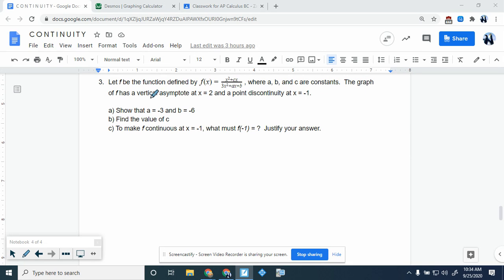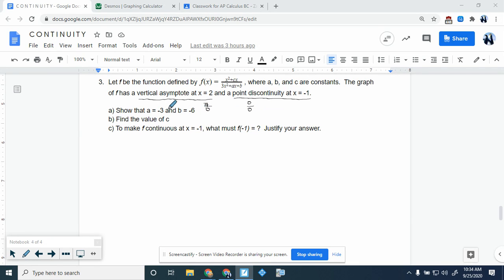So the graph of f has a vertical asymptote at x equals 2. That should tell you that if you plug 2 into this function, you're going to get not 0 over 0, or I'll write number over 0. It also tells you that you have a point discontinuity at x equals -1, which tells us that if we plug -1 into this function, we get 0 over 0.